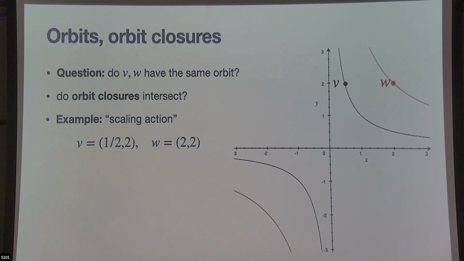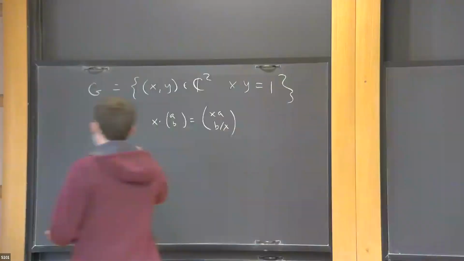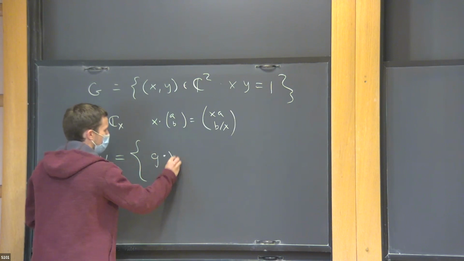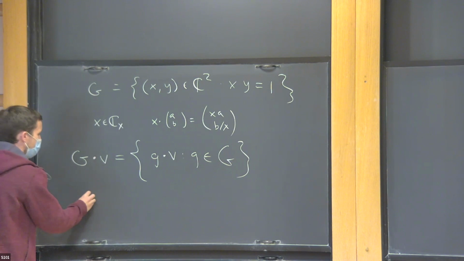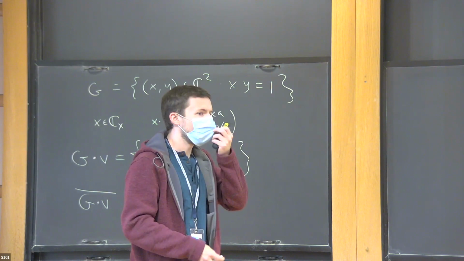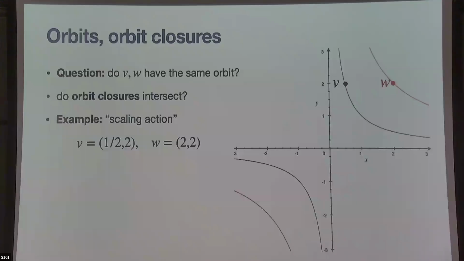Sorry, what do you mean by orbit closures? Orbit closure just means, first of all, the orbit of a point is everything you can reach. And the orbit closure is literally the closure under the Euclidean norm on this complex vector space. You have all the limit points. Good, thanks.